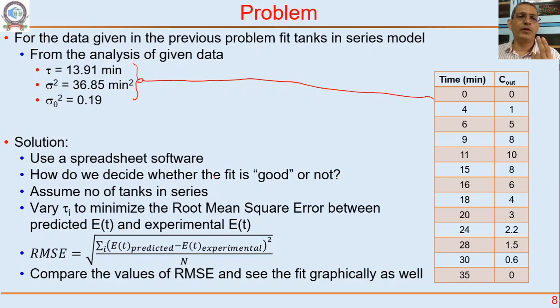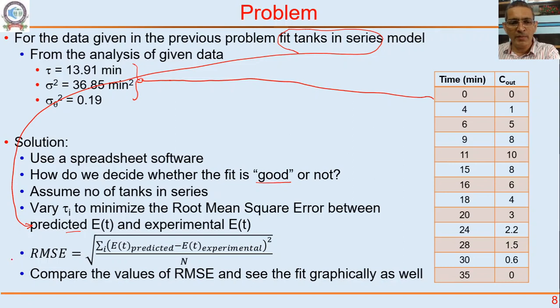Two important points come into picture. How do I decide whether the fit is good or bad? And second, how do I define error? Whether the fit is good or not, we define by an error between the predicted value of the E curve, predicted using a tanks in series model, and the experimental E(t), and then we try to minimize the error. That's what we mean by fitting. We are going to fit the tanks in series model.